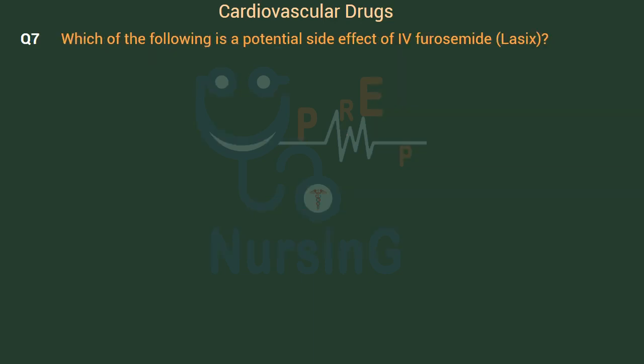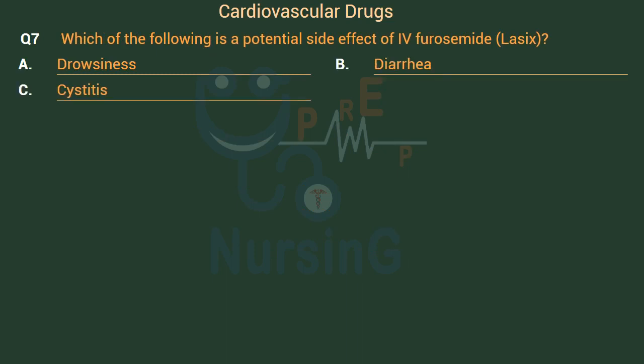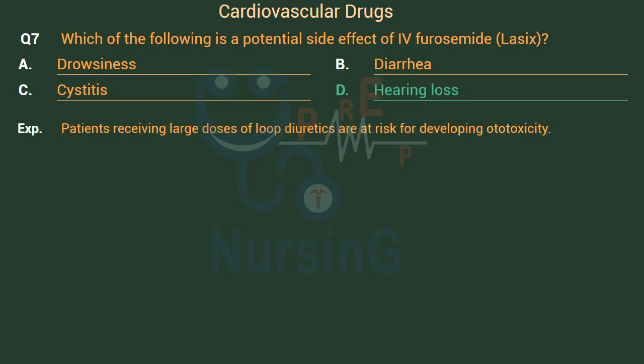Which of the following is a potential side effect of furosemide, Lasix? Option A. Drowsiness. Option B. Diarrhea. Option C. Cystitis. Option D. Hearing loss. Right answer is Option D. Hearing loss. Patients receiving large doses of loop diuretics are at risk for developing ototoxicity.